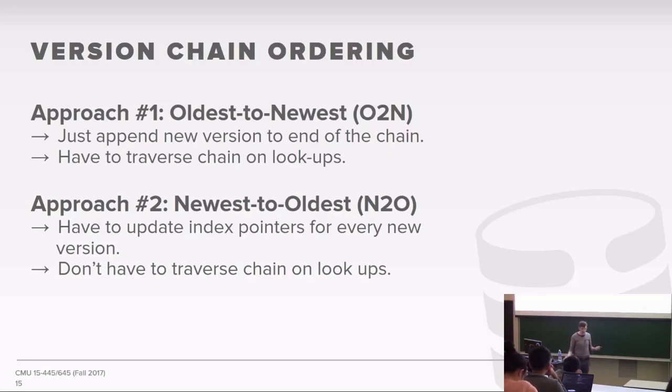But now the problem is, if your indexes are pointing to the head of the chain, you have to update all your indexes to point to the new location for the new head of the chain. So if you have a lot of indexes, this becomes expensive to do. And we'll see this later on. This is actually one of the reasons that Uber cited for going from Postgres back to MySQL, because they had issues doing these updates on all these indexes.